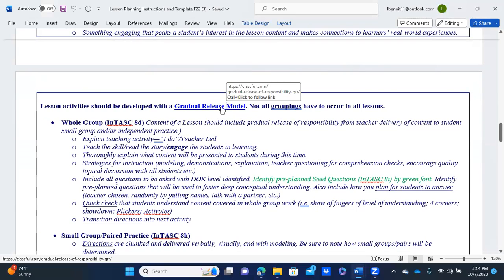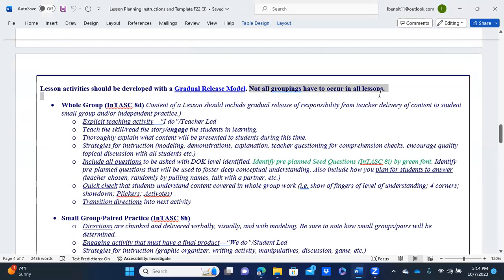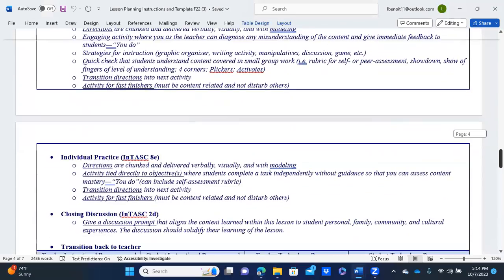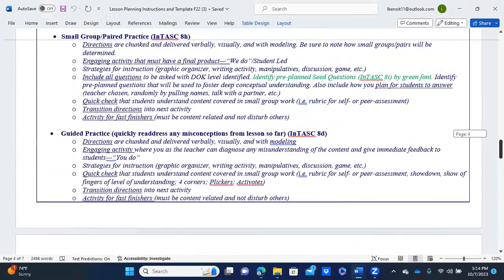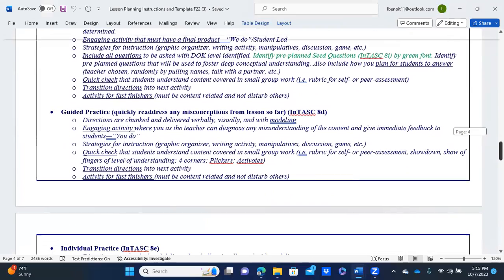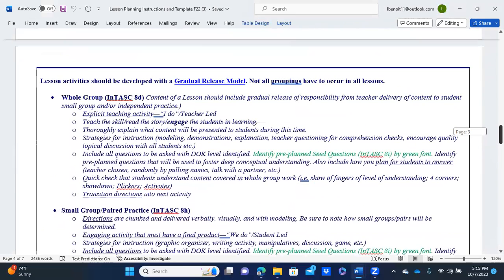The gradual release model is linked right here, so if you need a refresher on what the gradual release model is, it's linked. Not all groupings have to occur in all lessons. What this means is, for example, it's going to give you some samples for whole group, small group, paired practice, guided practice, individual practice. What it's trying to say here is that you may not, for example, have one of these groupings. Maybe you don't have guided practice or something like that.